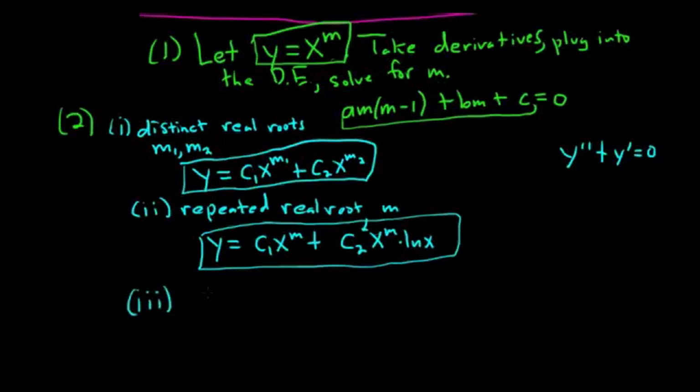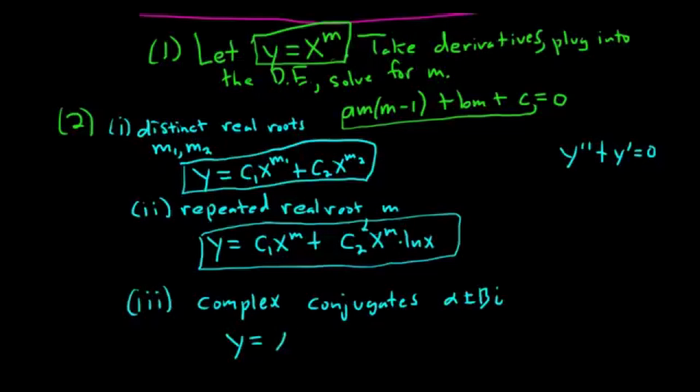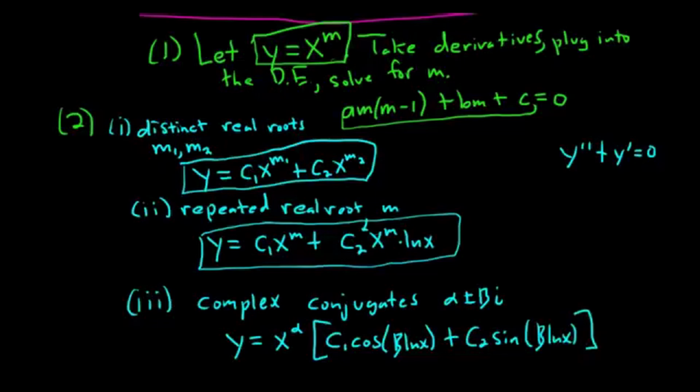The last case is if you have complex conjugates, alpha plus or minus beta i. In this case, the formula would be y equals x to the alpha times c1 cosine of beta ln x plus c2 sine of beta ln x. And that's what you would get if you had complex conjugates.